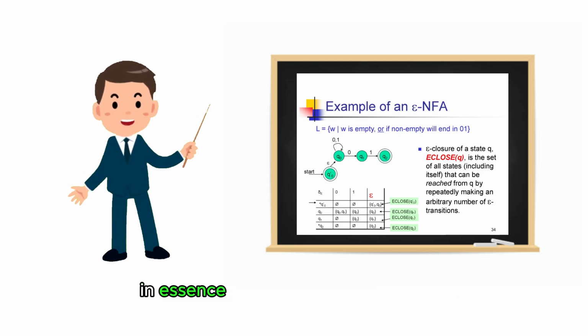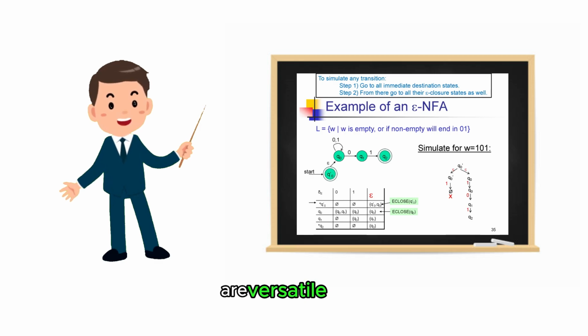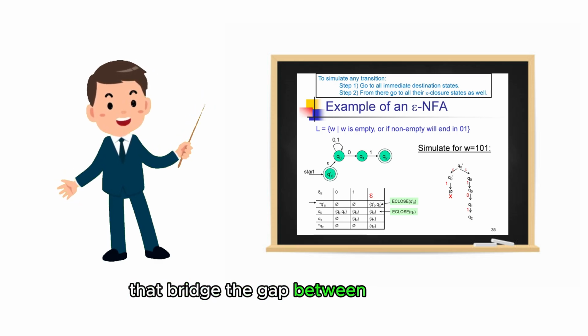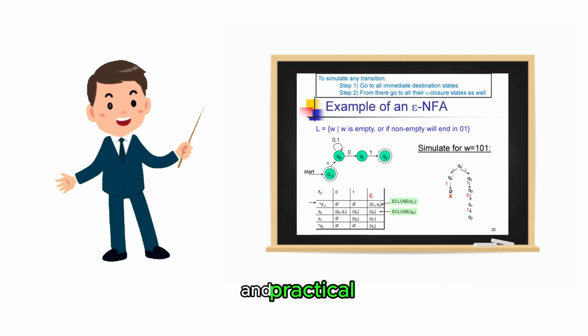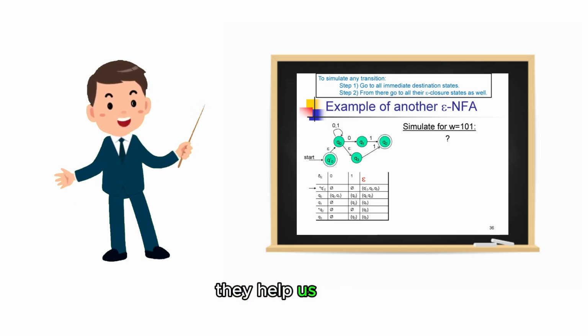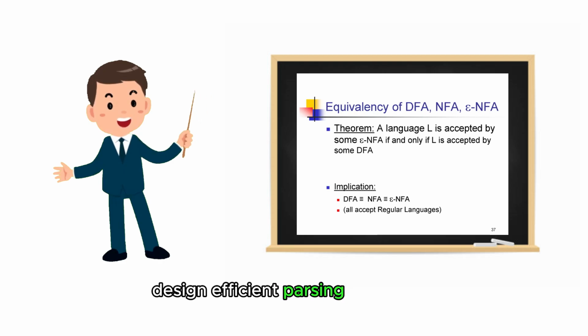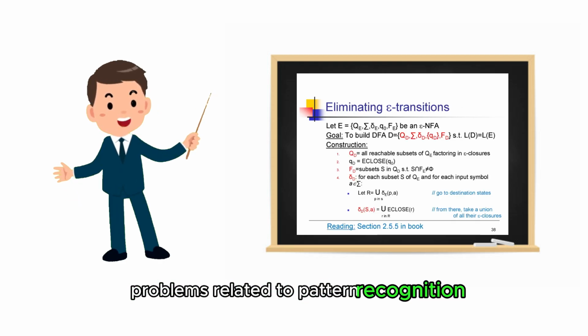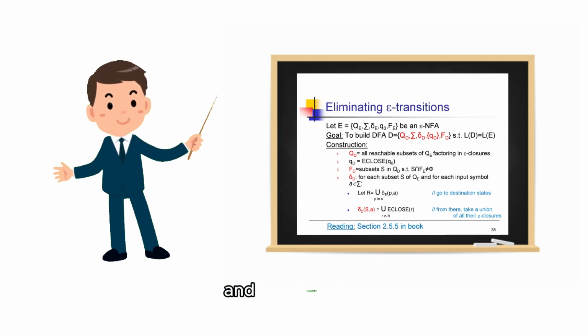In essence, formal language automata are versatile tools that bridge the gap between theoretical computer science and practical applications. They help us define and understand the structure of languages, design efficient parsing algorithms, and solve a wide range of problems related to pattern recognition, text processing, and computation.